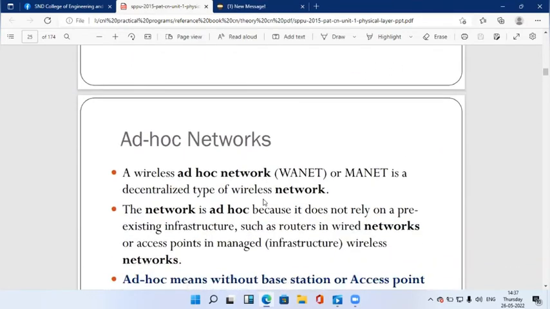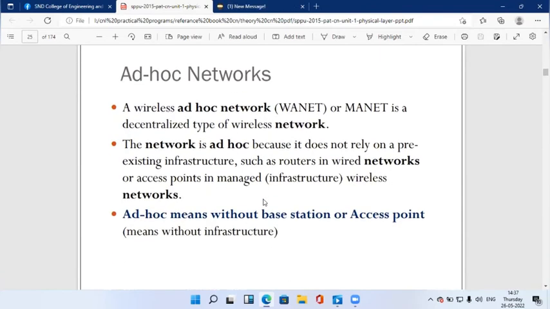After that, the last point is ad hoc network. So what is an ad hoc network? A wireless ad hoc network, also called WANET or MANET, is a decentralized type of wireless network. The second point is that the network is ad hoc because it does not rely on a pre-existing infrastructure such as a router in a wired network or an access point in a managed wireless network.